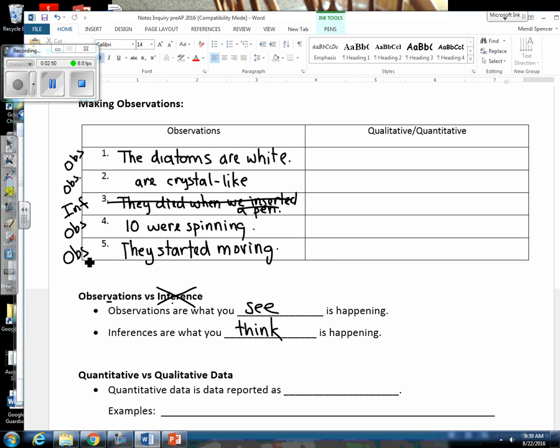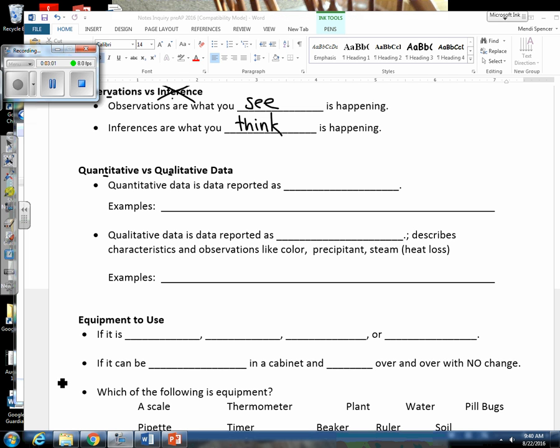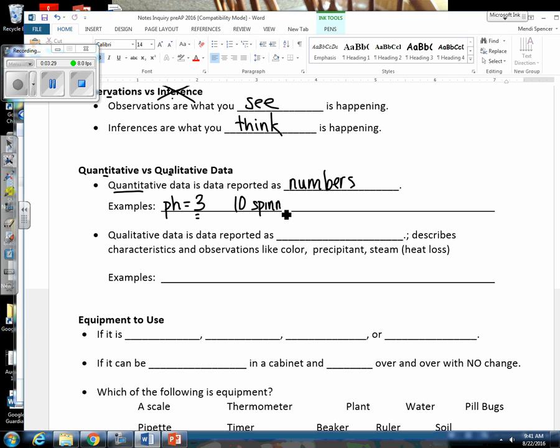Next, I want to talk about the difference between quantitative observations and those that are considered qualitative. When we're talking about quantitative data, I want you to think of the word quantity. We're talking about something related to numbers. So if we have an observation that's related to numbers, then you've got quantitative data. So quantitative data is data reported as numbers. Some examples of quantitative data: we can take the pH of something, pH equals 3. Since we're dealing with a number, that's quantitative data. We recorded that there were 10 spinning. That would be quantitative data. If we are measuring something like mass and we have 7.2 grams, that would be an example of quantitative data.